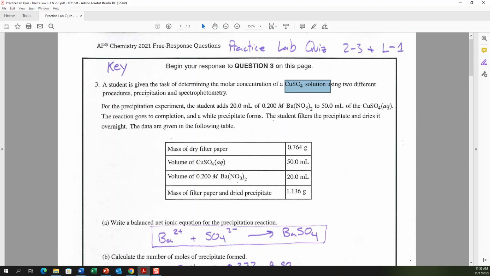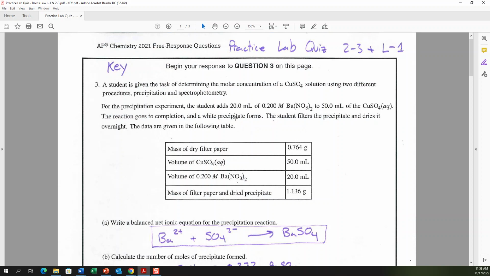The second thing they do is kind of like what we did to figure out the copper concentration in a brass solution. They say spectrophotometry here, but you could also call it colorimetry. And so they're going to see how much orange light this solution absorbs, because copper is blue in solution. All right. So they're going to use Beer's law to figure it out, and they're going to use precipitation to figure it out. All right.